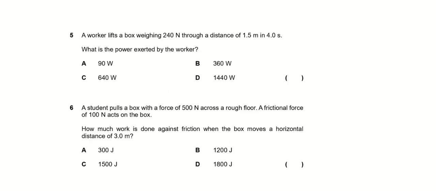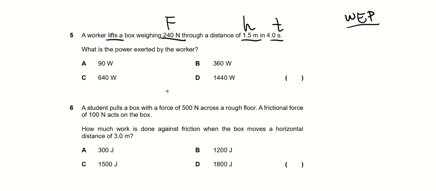Question 5. A worker lifts a box weighing 240 Newton. This is the force through a distance. This is the lifts a box. That means this is going to be the vertical height. 4 seconds, it is time. Take note that everything in this work energy power must be in SI unit. WEP stands for work energy power and not weight, energy and pressure.